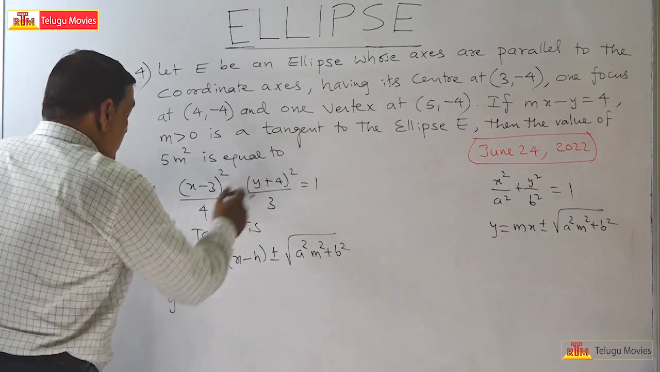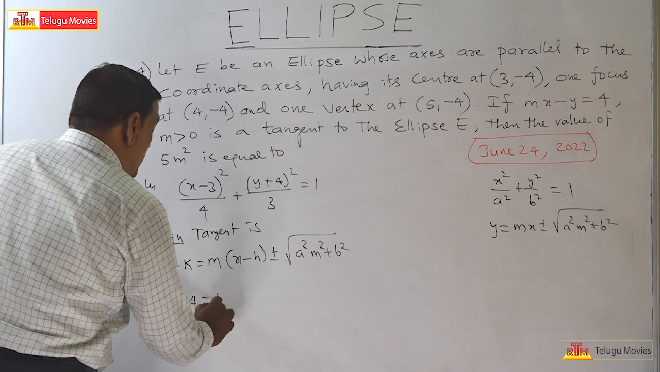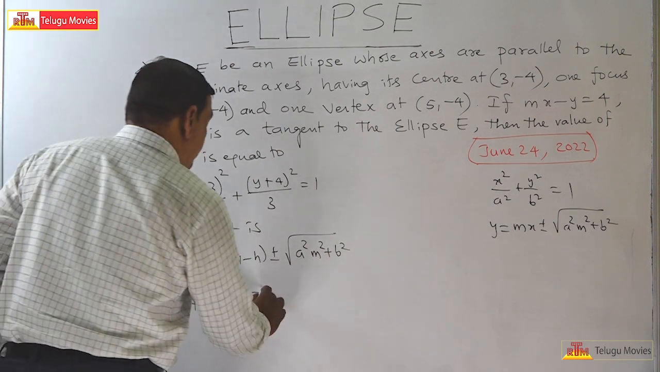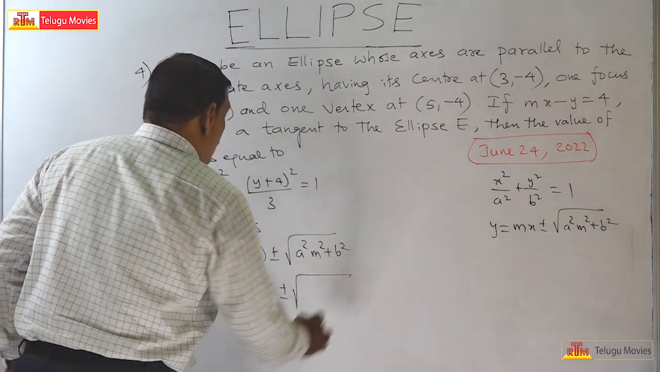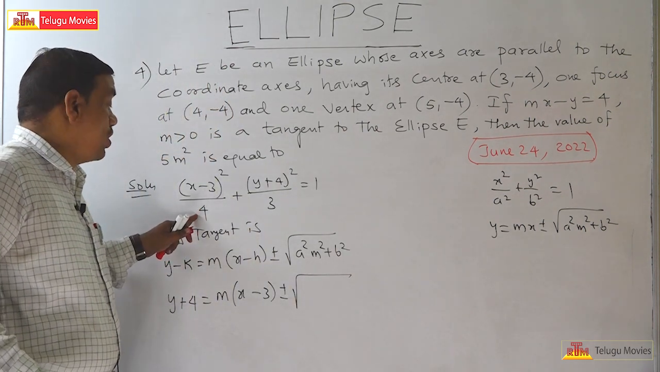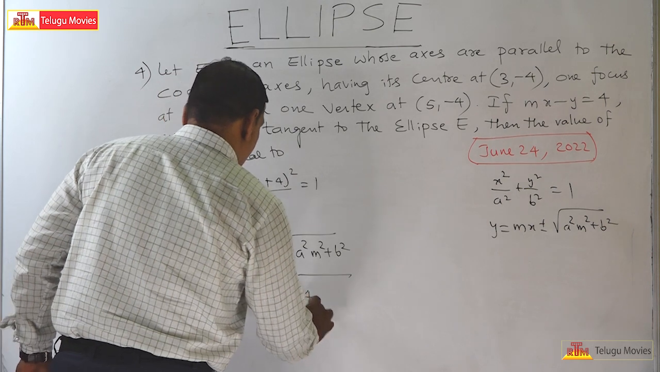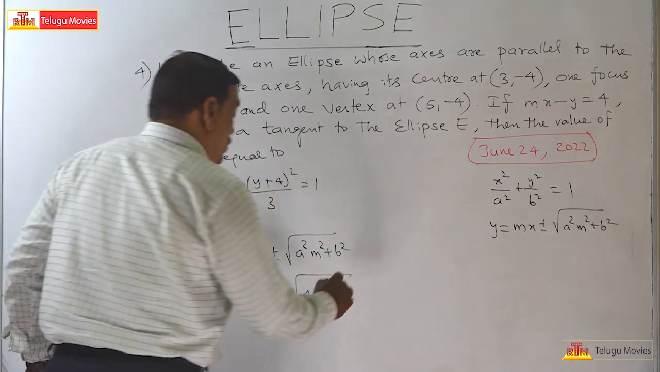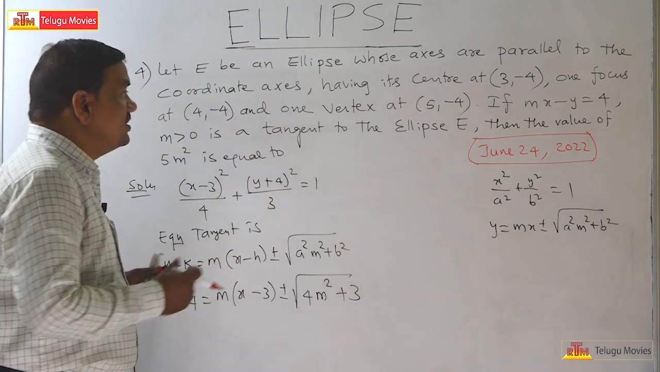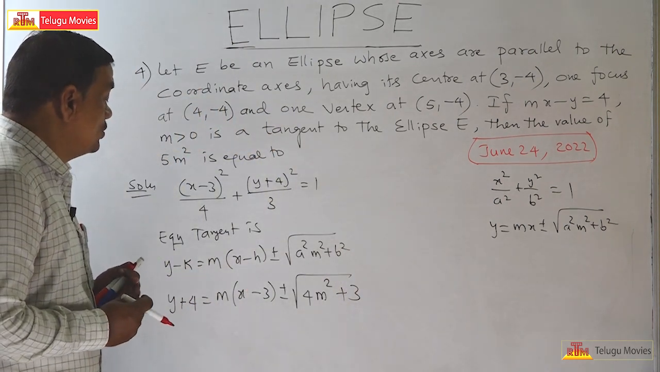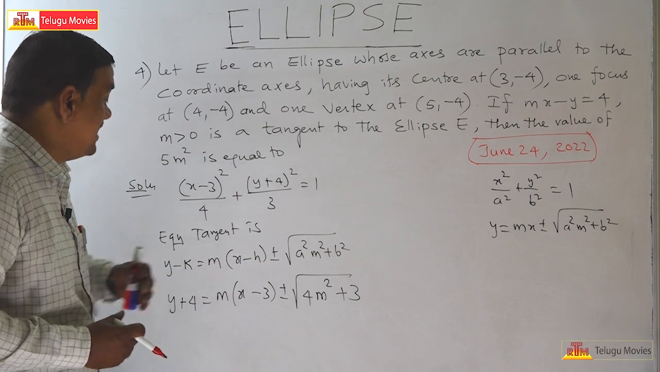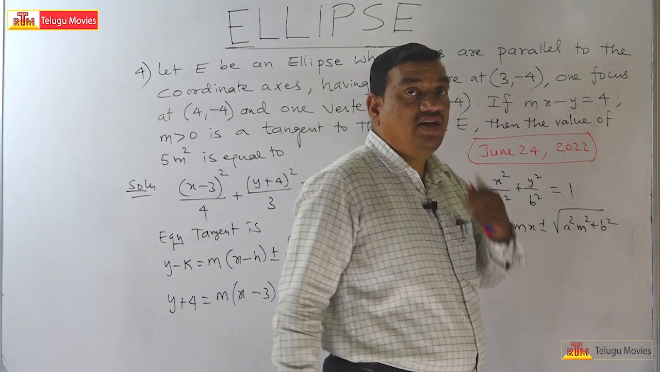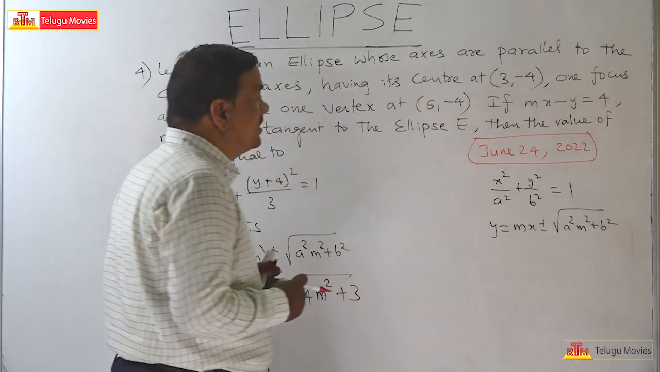Minus 4 means here it will become plus 4, so y plus 4 is equal to m into x minus h, where h is 3, plus or minus root of A square value, which is 4 m square we do not know, plus B square value, which is 3. So, this is the equation of the tangent we got, and we want to compare this with the given equation.